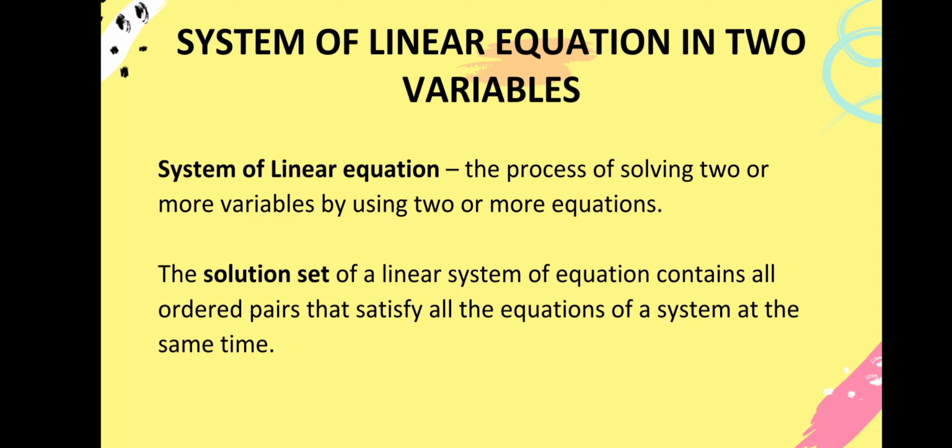So for today's lesson, we will study the system of linear equations in two variables. First, let us define the system of linear equations, the process of solving two or more variables by using two or more equations. So the solution set of a linear system of equations contains all the ordered pairs that satisfy all the equations of a system at the same time. So yung solution set, yun yung ordered pair ng value ng x and y.